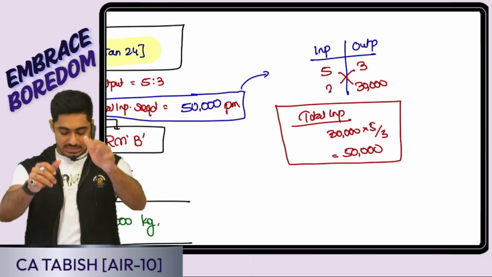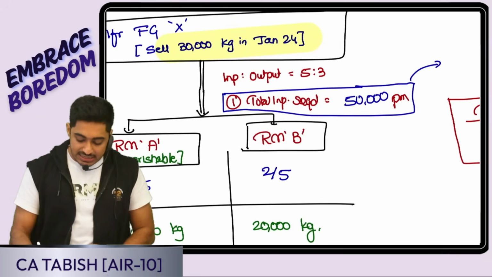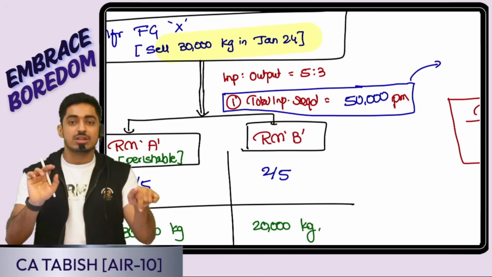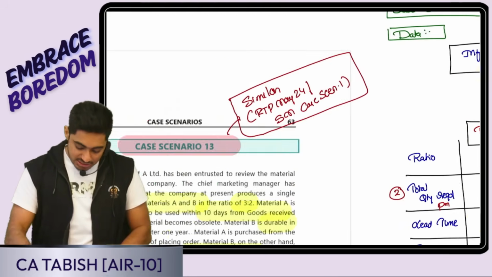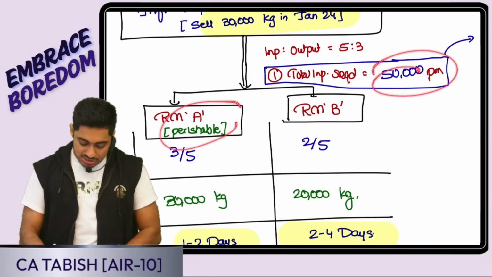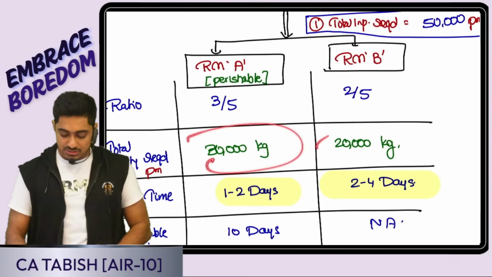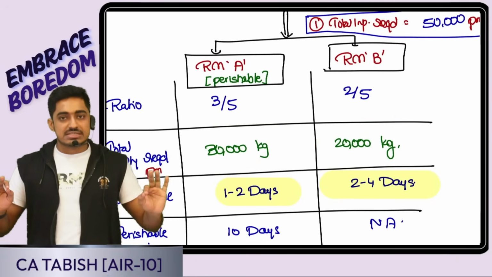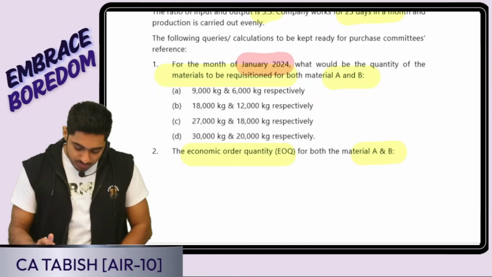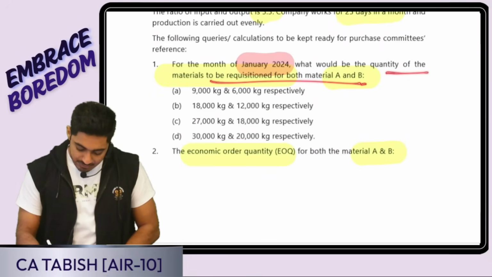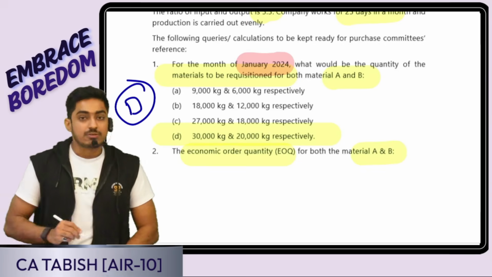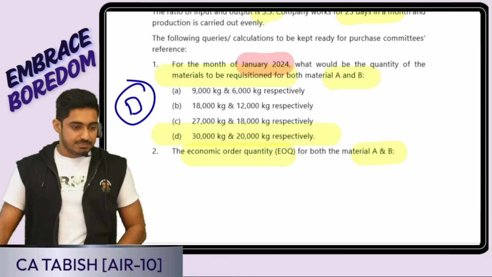Till here, is it clear? So the total raw material that I want is 50,000. In that, A and B are there. In which ratio? 3:2. That means out of the total 50,000, A is 3/5, which is 30,000, and B is 2/5, which is 20,000. Question part 1 is over. So the first answer is total quantity of A and B, 30 and 20, which is option D. In the end, we will verify all of them together. Is this clear, everyone?